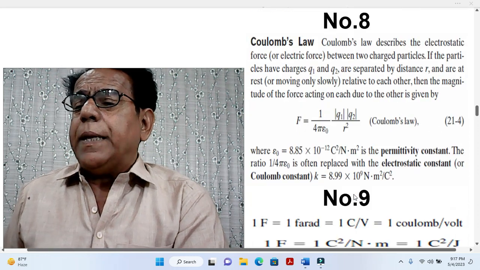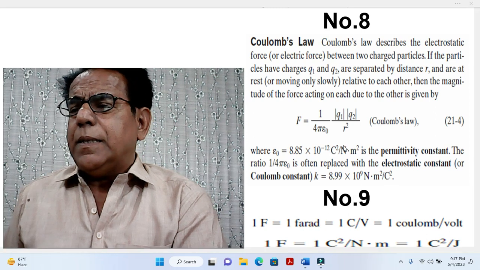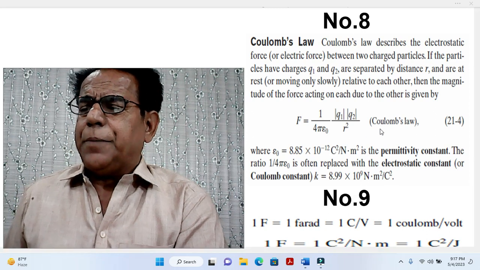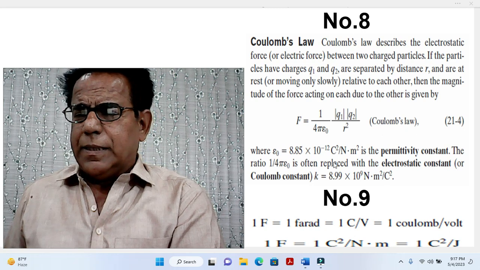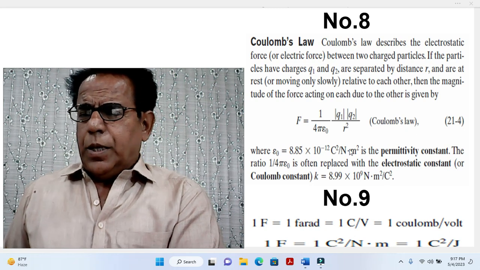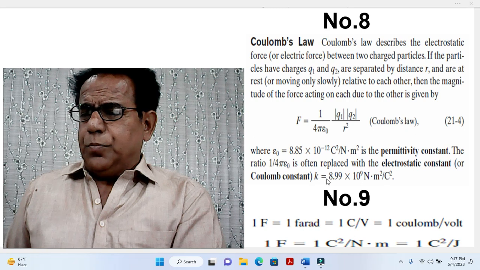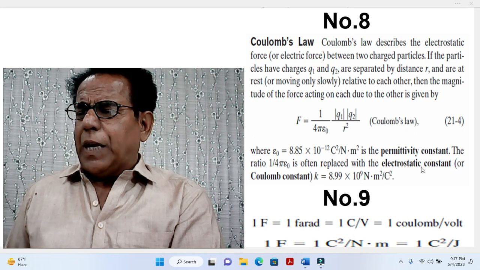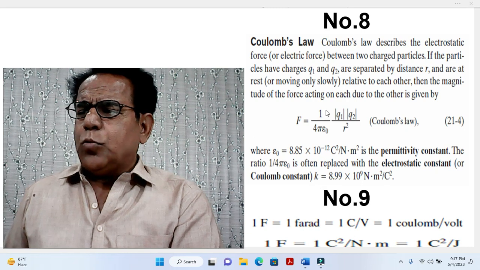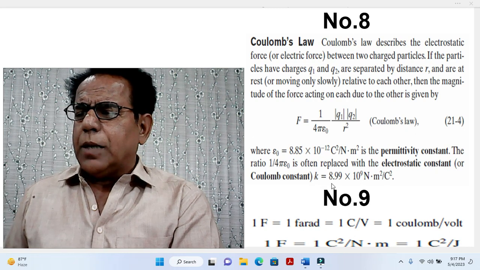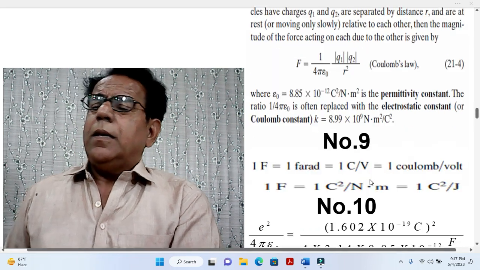In tool number 8, Coulomb's law has been defined or explained, in which the value of epsilon naught is given separately. Moreover, the value of electrostatic constant or Coulomb constant, that is K, which is equal to 1 over 4 pi epsilon naught, is also given.